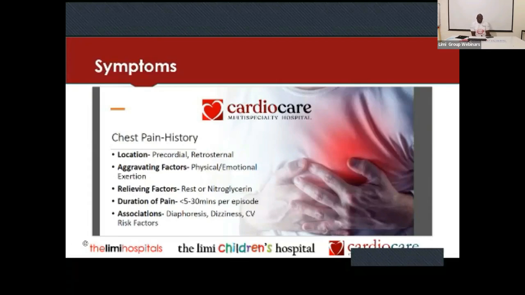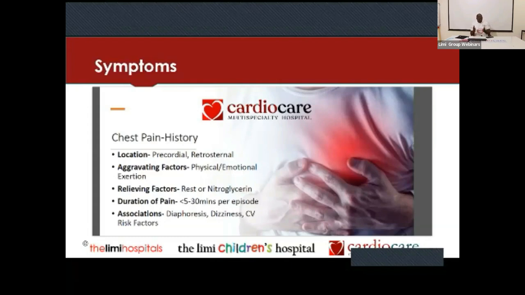Rest or nitroglycerin can improve the pain, but we should be careful, especially with nitroglycerin, because patients with esophageal spasm also have this kind of chest pain, and when you give them nitroglycerin, they can get better. Then the duration and the nature of the pain in acute coronary syndrome starts gradually and builds up. So when you have a patient that has a very severe pain from the onset, it is less likely to be from ischemic heart disease.